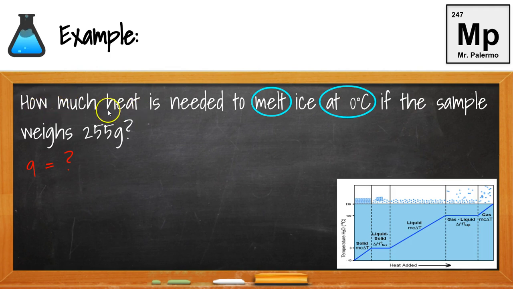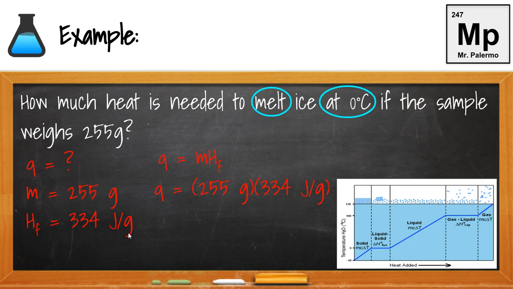I'm solving for how much heat, so that's my Q, which is my variable. The mass is 255 grams, and our constant is 334 joules per gram from table B. Plugging that into the equation, I'm going to get 255 grams times 334 joules per gram, and I get an answer for Q, my heat, of 85,170 joules. And round to proper significant figures, it's 85,200 joules. That's how much heat energy is required to melt 255 grams of ice.